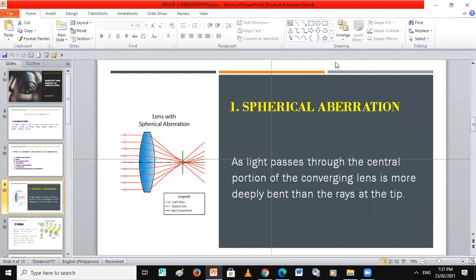the central portion is more bent. So when we say bent, in vernacular or in Tagalog it is baluktot, or in Bisaya, baliko.